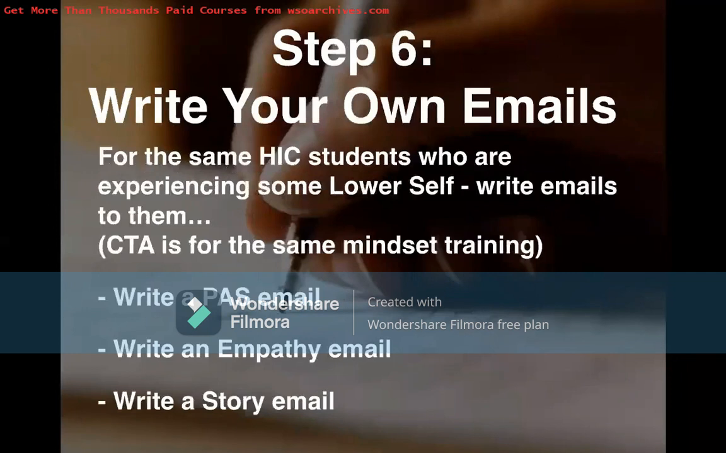Step 5, write your own emails. For the same HIC students who are experiencing lower self, write emails to them. And the call to action is going to be mindset training. Write the problem, agitate, solution email, write the empathy email, write a story email. Does that make sense? Perfect.